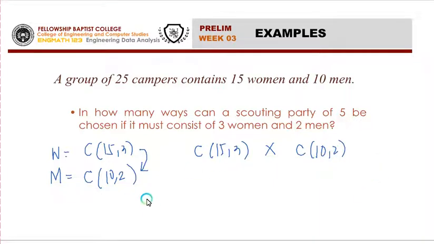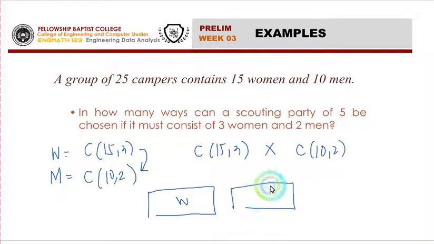That means in the first stage, you choose your women. In the second stage, you choose the men. So, when choosing women, we have to use combination. When choosing men, we have to use another combination. Then, multiply the results.